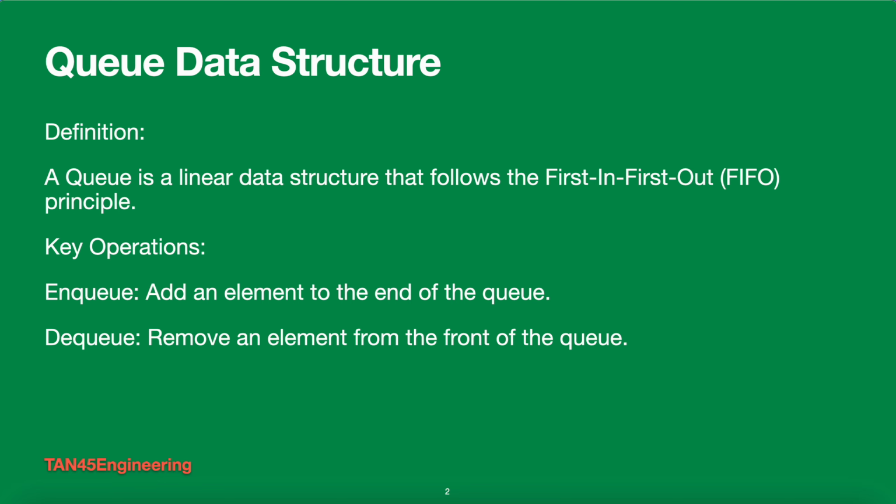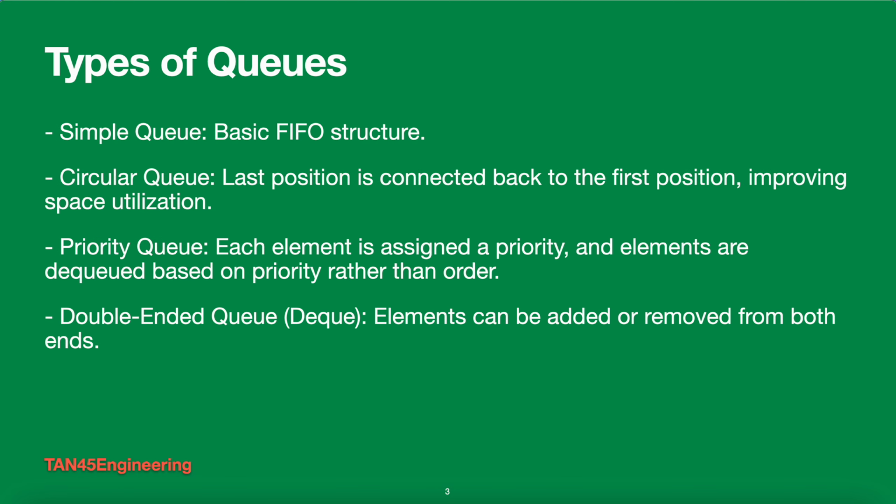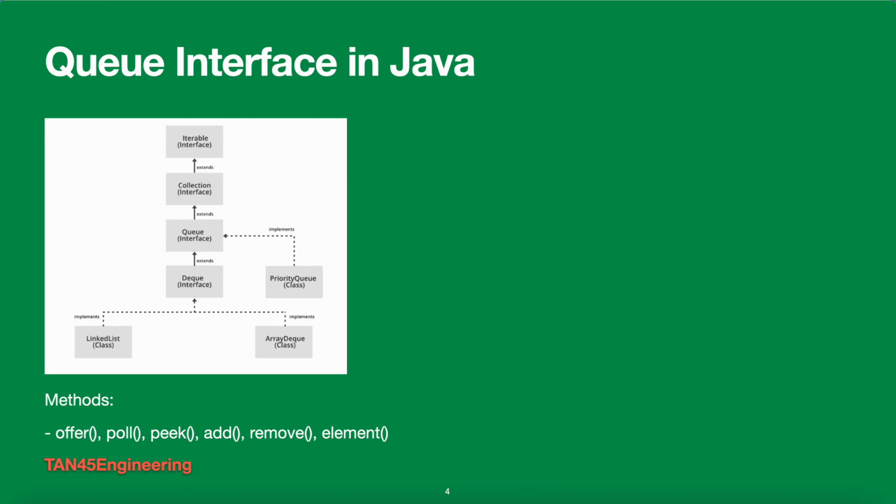So we learned that a queue is a linear data structure that follows first in first out, unlike stack which follows last in first out. We majorly have two operations, enqueue and dequeue. Types of queues: we have simple queue, circular queue, priority queue as covered in the last video, and double-ended queue or Deque. Where does queue lie in the Java interfaces? In the Java collection, Queue extends Collection, which extends Iterable, and it is implemented by three classes: the LinkedList class, the PriorityQueue class, and the ArrayDeque class.